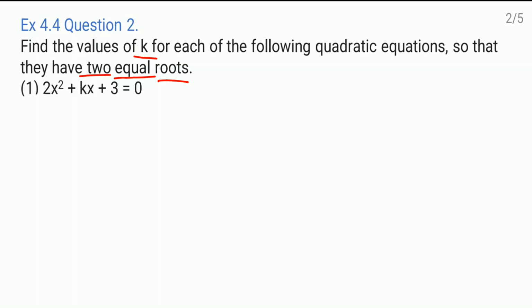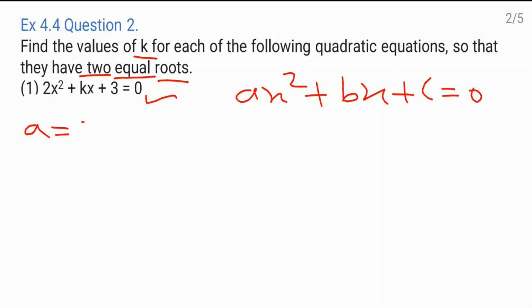The condition is already clear. Now, first we need to see whether the quadratic equation is in the standard form or not. It is. Correct? Now, we will compare this equation with the standard form of the quadratic equation. What is that standard form? ax square plus bx plus c is equal to 0. After comparing this equation with the standard form, we'll write down the coefficients: a is equal to 2, b is equal to k, and c is equal to 3.